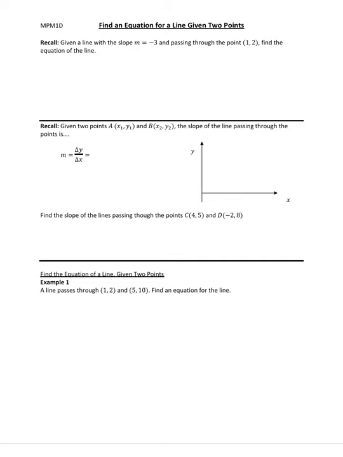Yesterday we took off with making equations when we're only given slope and 1 point. So this is exactly what we did yesterday. So let's go into this example. Given a line with a slope of m equals -3 and passing through the point (1, 2), find the equation of a line. So there's some key pieces of information right here off the hop.